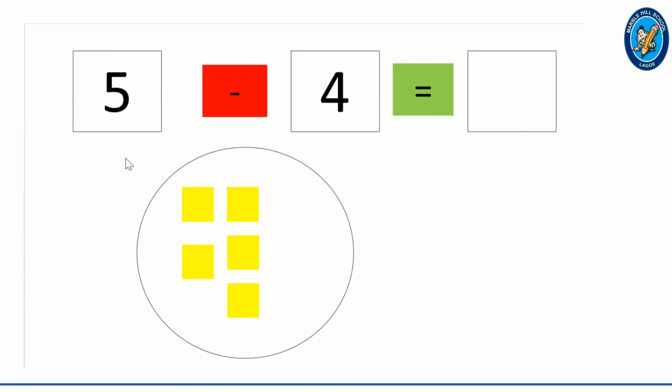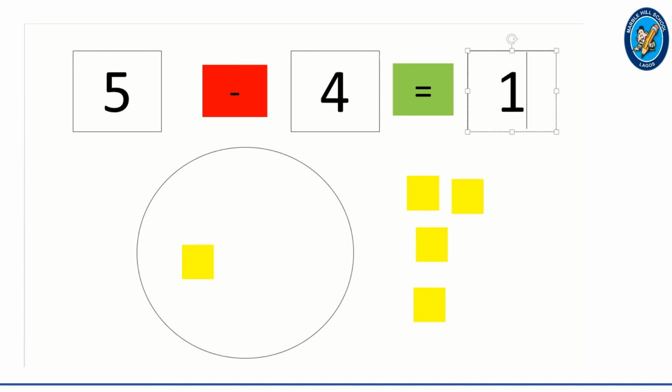The final one, 5 minus 4. 5 minus 4 means we're taking 4 out of 5. We have our 5 squares here, and we're going to take out 4. 1, 2, 3, 4. How many do we have left? 1. So 5 minus 4 is 1.